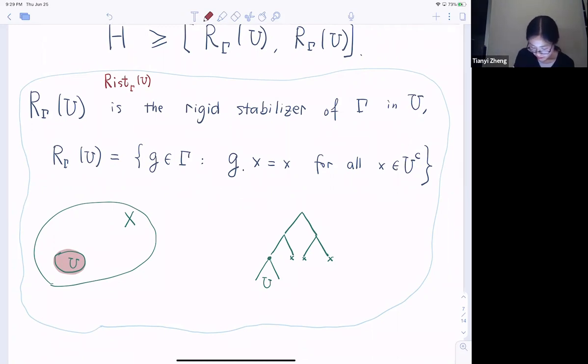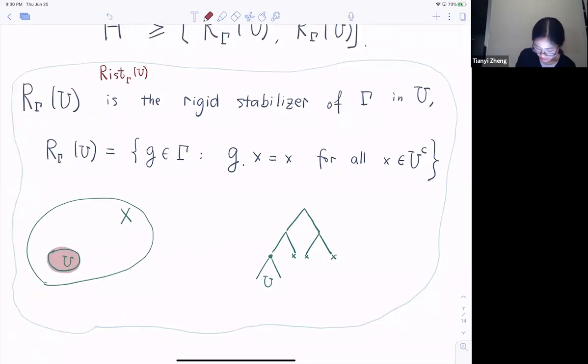So here on the tree, if you want to think about this, for instance, if the set U on the tree boundary is sort of the shadow of this, then it means that the action is only on this branch, and on all the other branches, they are completely fixed. So this is what the word rigid comes from. It only acts inside some place, and then outside there's nothing going on. Okay.